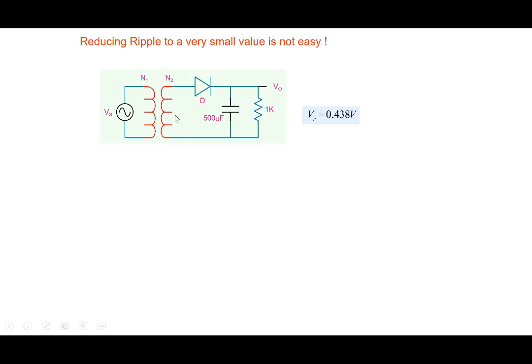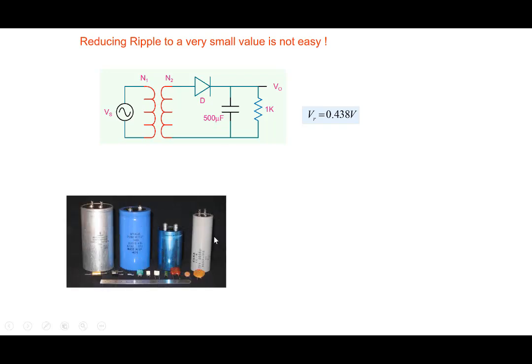So we had seen earlier that in general we want a very small ripple, we want a perfect DC, and to reduce ripple to a small value we have to use a high value of capacitor, and that large value of capacitor causes a problem. This shows you capacitors of increasing value. Small values of capacitors are small in physical size, and as the value of the capacitor increases, the size of the capacitor also increases, and that makes the whole circuit bigger and bulky, which is not desirable.